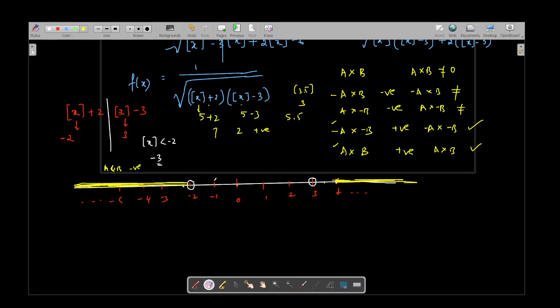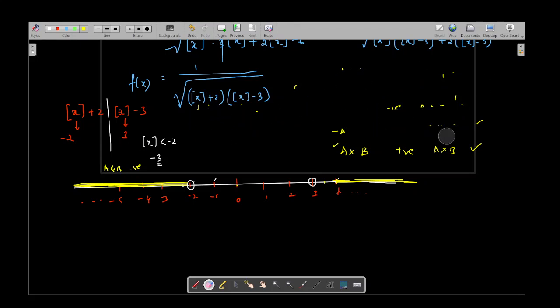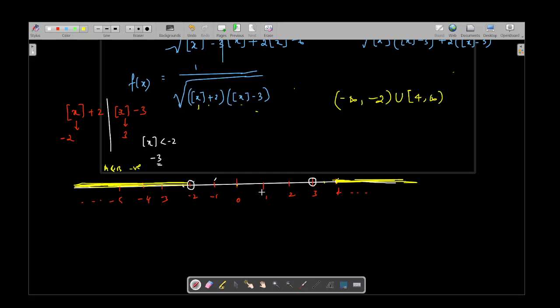We can verify this once again. So my claim is the domain is from -infinity to -2, and -2 is not included, union 4 is included, and to infinity. So let us check. If I put exactly -2, this becomes -2 plus 2, this is 0. So 0 into something is 0. So -2 is not included.